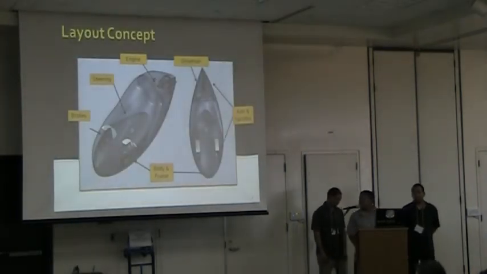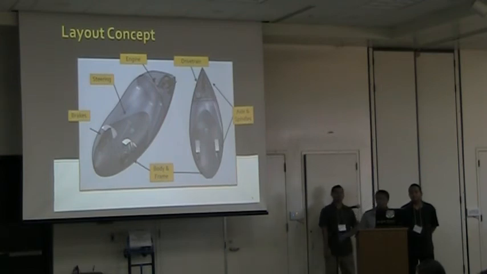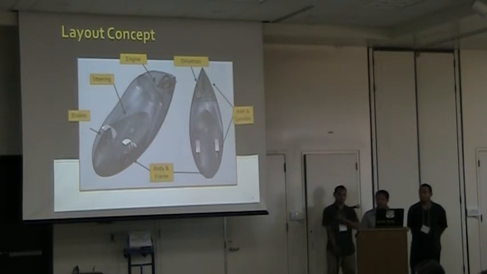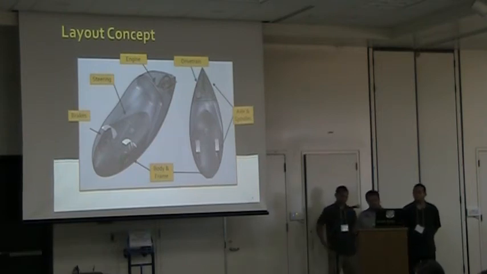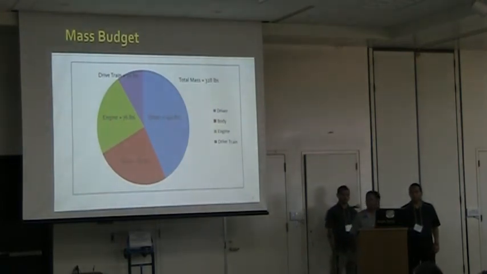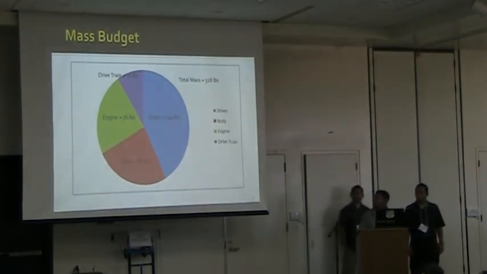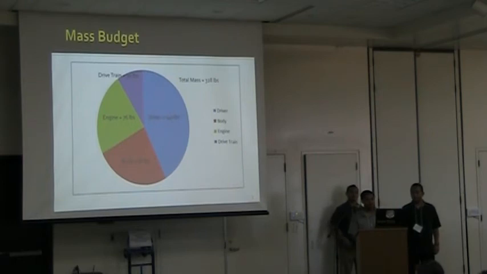Alright, this is our basic layout with the subsystems. We got the brakes, steering, engine, drivetrain, body and frame, and axles and spindles. It's a teardrop shape for aerodynamics. This is our total mass budget, approximately 328 pounds, including driver, body, engine, and drivetrain.